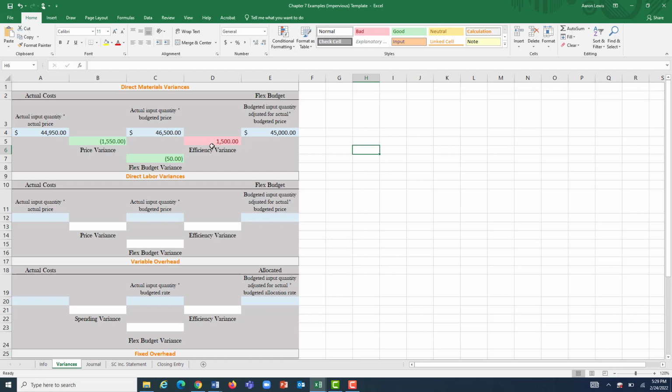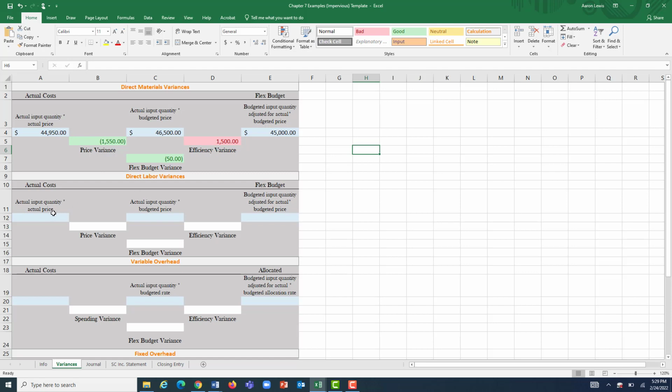So what could have happened for that efficiency variance to be so unfavorable? Perhaps we bought a batch of metal that was not proper. Perhaps we made a batch of mugs and they came out defective and we had to throw them out. And to fulfill our orders, we had to make even more mugs. Something could have happened, but we ended up using more metal than we thought we did.